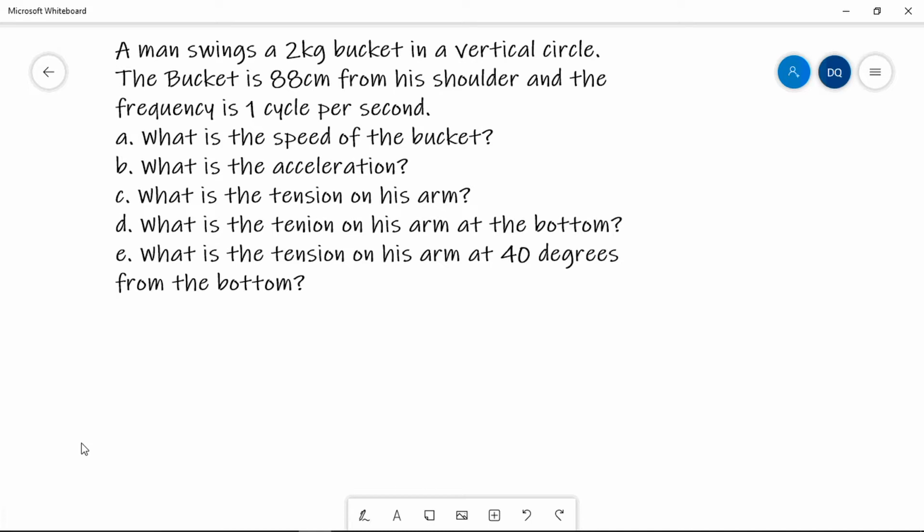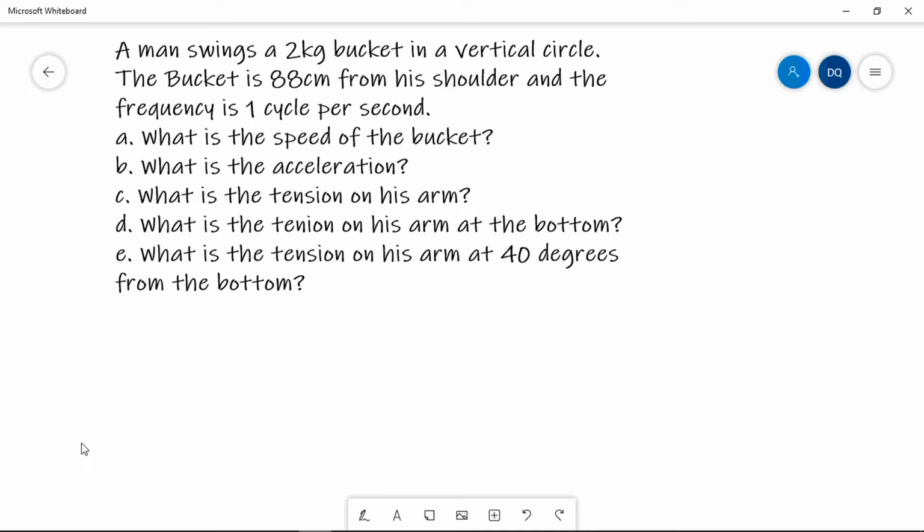As you saw in the video demonstration, we have a man swinging a bucket in a vertical circle. That bucket of water has a mass of 2 kilograms. It's moving at a constant speed and it's 88 centimeters from the shoulder. It's going at a frequency of 1 cycle per second.